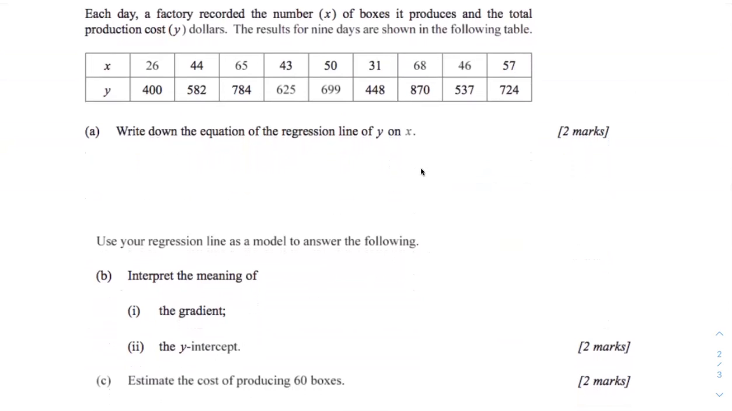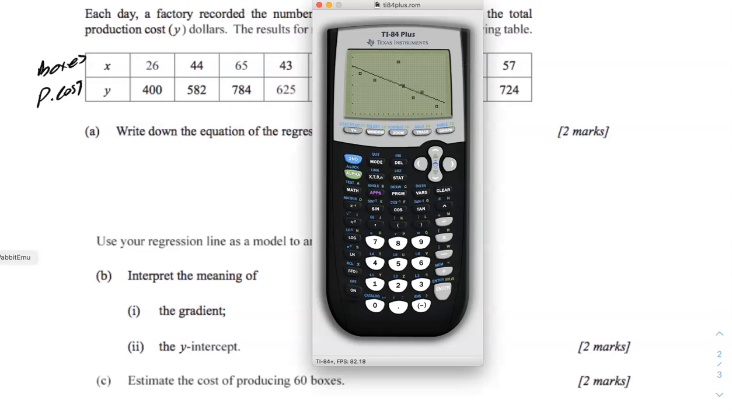Each day a factory records the number of boxes it produces and the total production cost in dollars. The result of 9 days is shown below. So this is 9 days of producing boxes and production costs. Write down the equation of the regression line. So we've got to find the linear regression again. So we've got to use our calculator once again, and put the new data in.